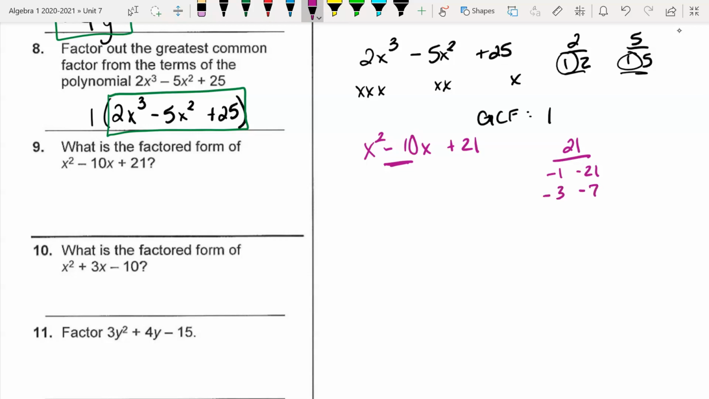If I list out my factors, those are the only pairs of factors. This one right here happens to add up to that negative 10. So I'm going to say x minus 3, x minus 7.